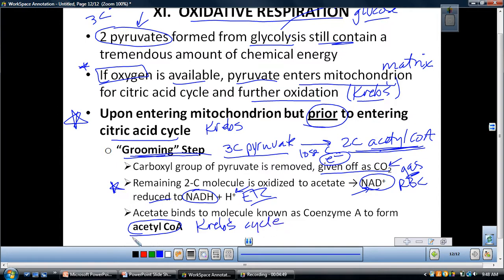Now, if you want to know how this becomes acetyl-CoA, the 2-carbon molecule known as acetate will bind to a coenzyme. We have to use a coenzyme. Remember, a coenzyme is a catalyst, and it speeds up the rate of a reaction. So this coenzyme A is going to help out by binding to the acetate to facilitate this process, so we're going to call this acetyl-CoA.